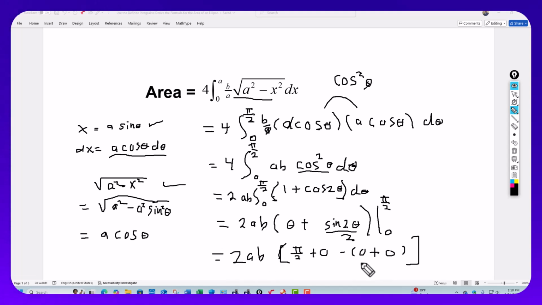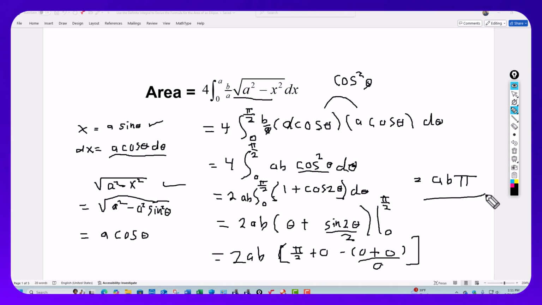So just multiply this out. That is 0 here. And then this is 0. So 2 times pi over 2 is pi. And of course, ab. So that's the area.